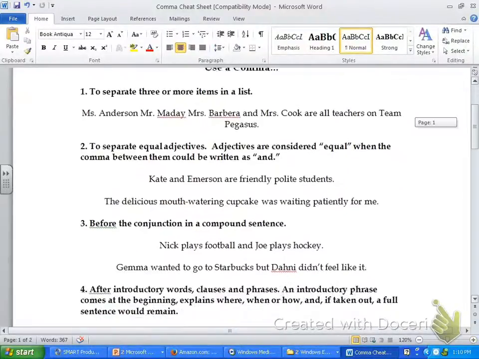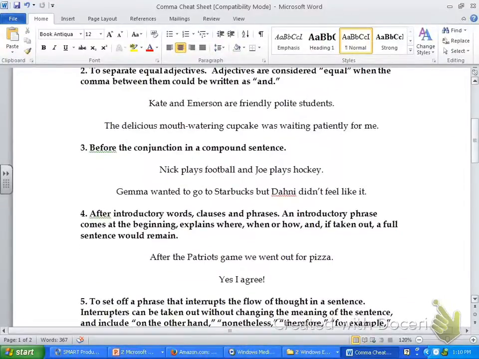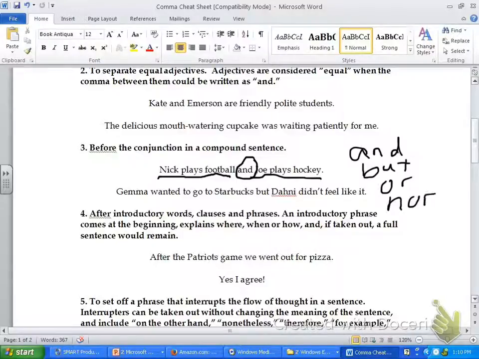Your third rule is that you need a comma before the conjunction in a compound sentence. Okay? So, for example, Nick plays football and Joe plays hockey. A compound sentence is when we have 2 independent clauses that could stand alone. So Nick plays football could stand alone as a sentence, and Joe plays hockey could stand alone as a sentence. So we need a comma before the conjunction, which is this word. And our conjunctions are and, but, or, nor, either.